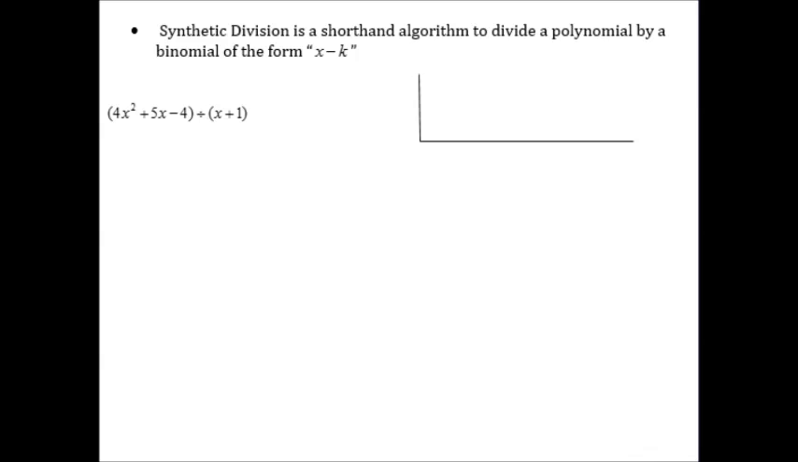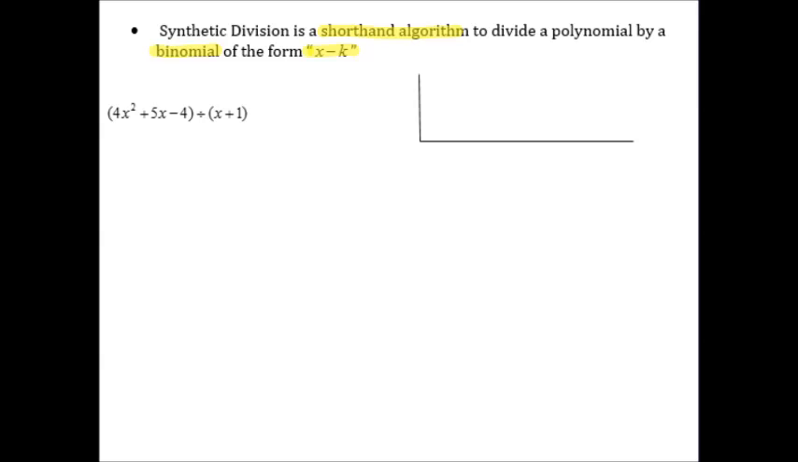Synthetic division is a shorthand algorithm to divide a polynomial by a binomial of the form x minus k. So, in other words, this is a shortcut. This is a way quicker and also easier method to perform polynomial division, but we can only use it when we're dividing by a binomial, and that binomial can only be one where the x term is a linear term, not squared or higher. And this is how we do it.